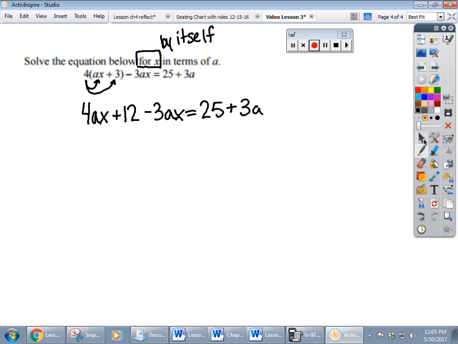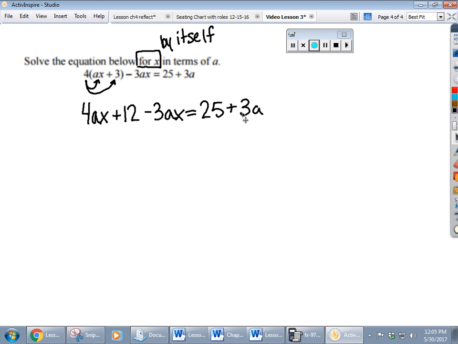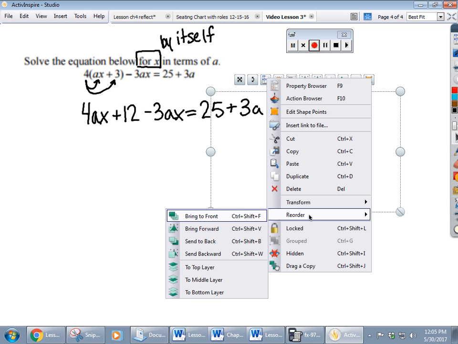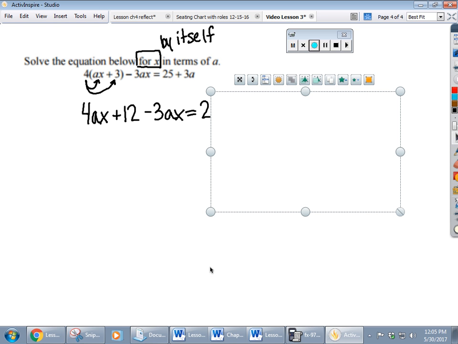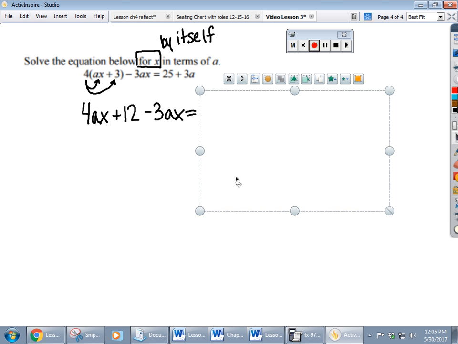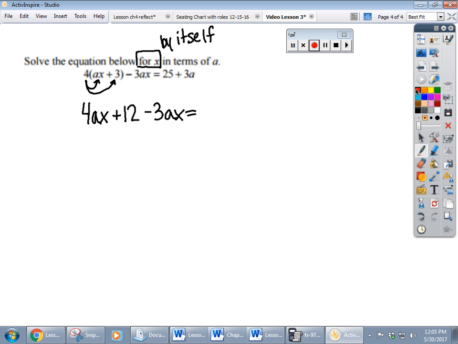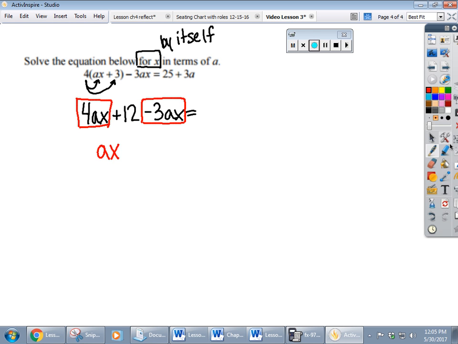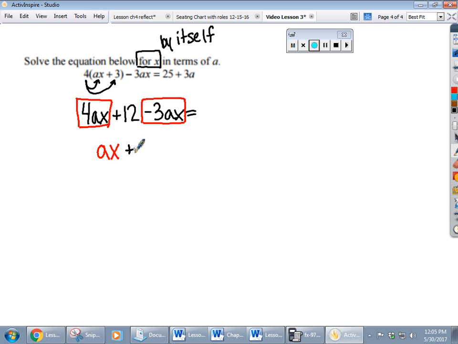Next, I'm going to ask myself about combining like terms. So I'm going to first look at just the left-hand side of this equation. And I see that, in fact, I do have two like terms. The 4ax and the minus 3ax. I want to make sure I'm including that minus in front of the 3. When I combine those, I get 1ax. Instead of writing 1ax, I'm just going to write ax because that 1 is invisible. And I'm going to continue, again, rewriting everything I did not touch.